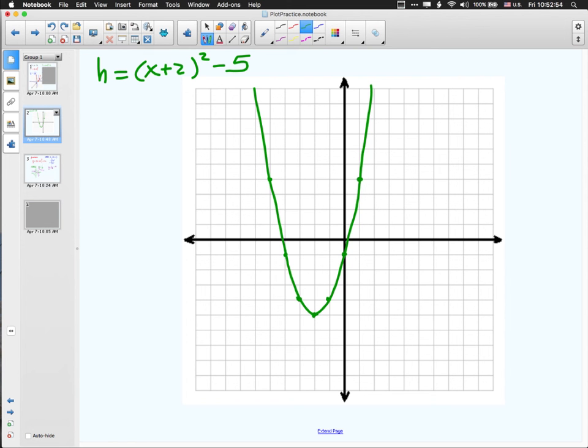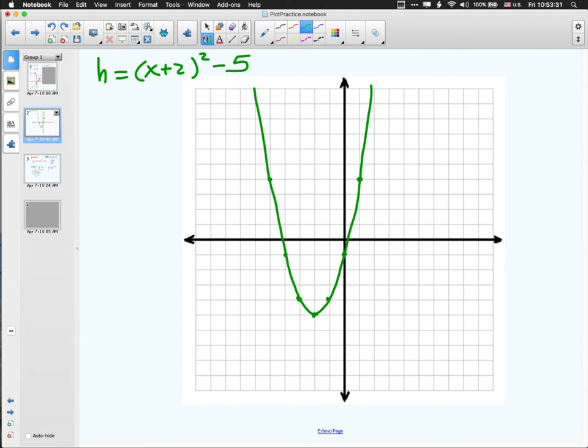Wait, what if it's like x plus 9? What number would have to go into the function to change the shape? Yeah, that would be a multiplier out here. Because then, if this were like 7, we'd move 1 away, but instead of 1 up, we'd go 7 up. We move 2 away, and instead of 4 total up, we'd go 28 total up. Wait, would it be the number in front of the whole thing? The whole thing. It's like 7 times x plus 2 squared. Yes.